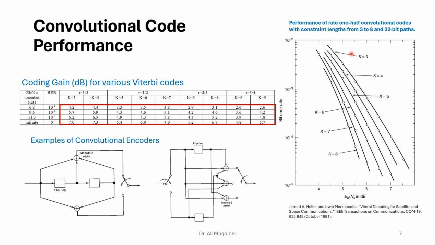So as you increase the constraint length, the memory, of course the performance improves dramatically. As you can see here, we're going for a given 10 raised to the power -3, for example. You can see the difference in coding gain between having k equal to 3 and k equal to 8, or 5 and 7. So there's a big gain by increasing the memory. But of course, the decoding becomes more complicated.